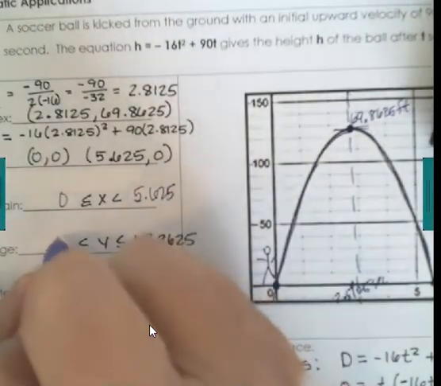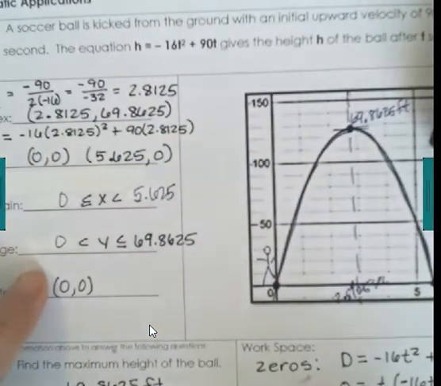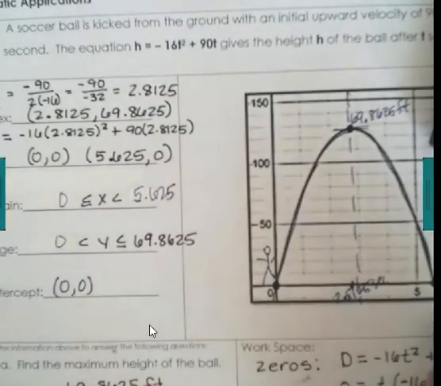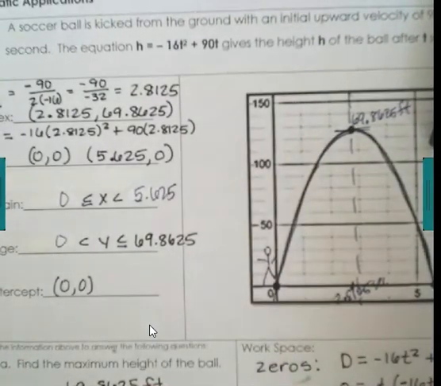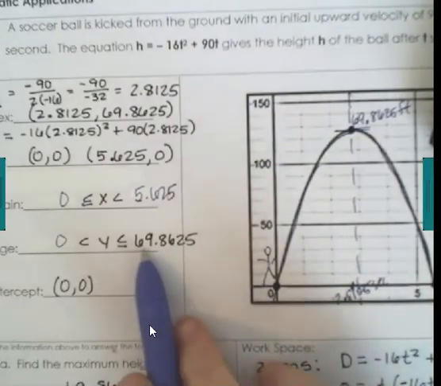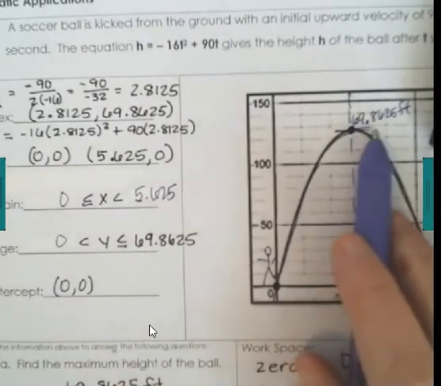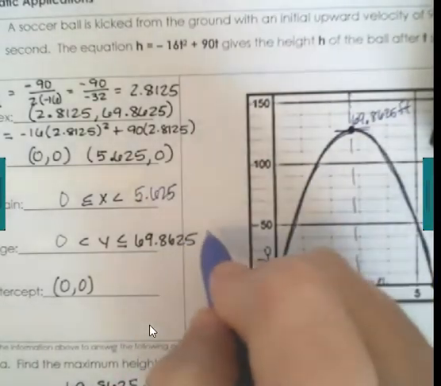As far as the range is concerned, did it start underground and then go all the way up? No. Again, we're talking about real life here. It started at 0, and it ended when the ball hit the ground at 5.625 seconds, but it ended at a height of 69.8625 feet.